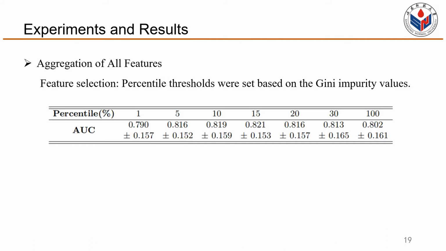Then we tried aggregating all categories of features for prostate cancer detection. Considering the high dimensionality of the features, we applied feature selection. Percentile thresholds were set to select the most dominant features based on the Gini impurity values calculated in the random forest classification. The table shows the results generated by using different percentile thresholds. We can see that when selecting 15% of the features, we obtained the best results.